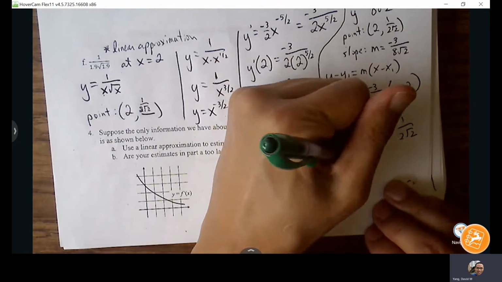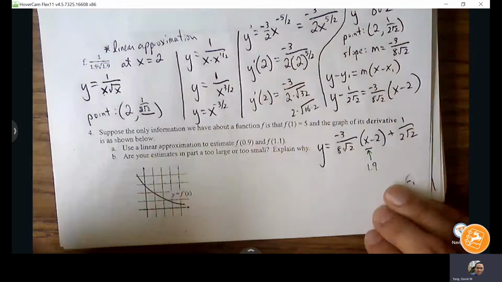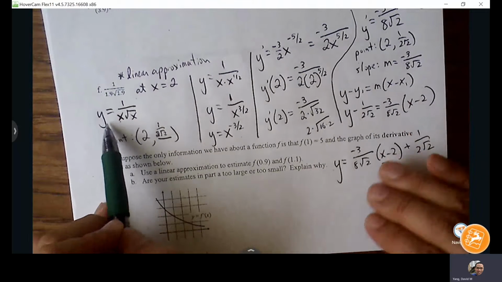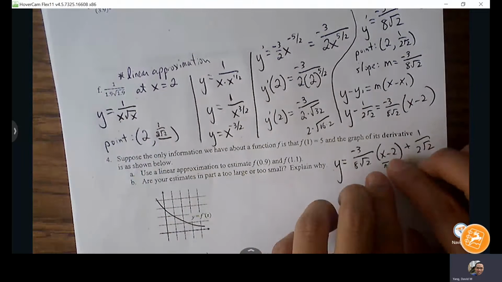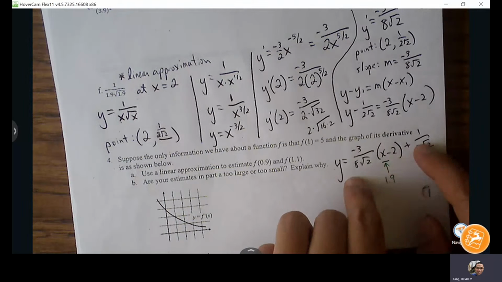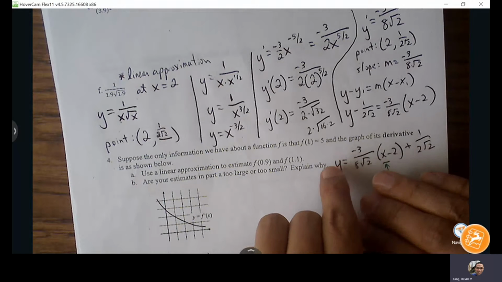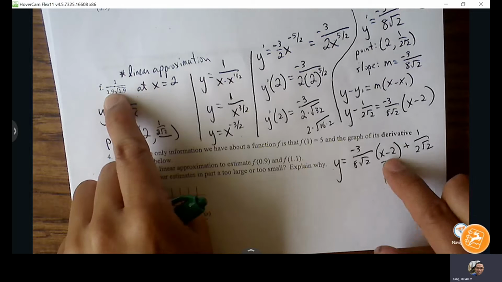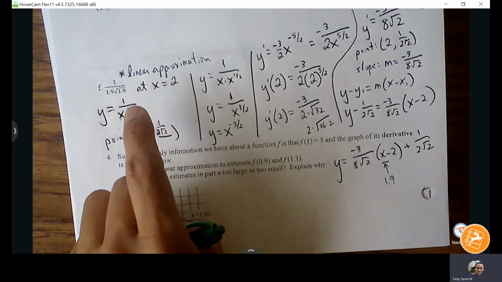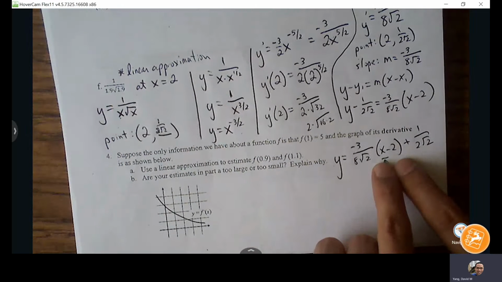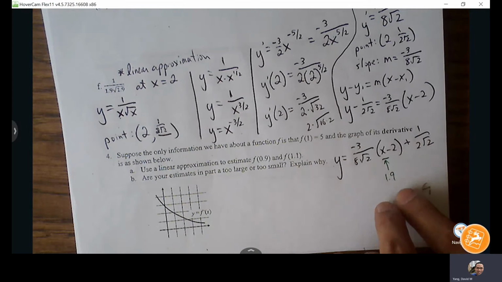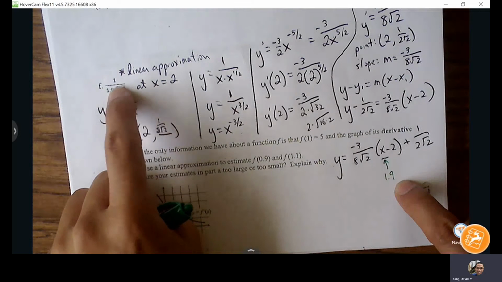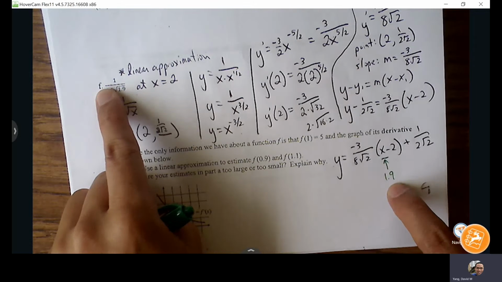Okay, so my question is, how come you don't put the 1 over 1.9? The reason is because we've already created a tangent line equation, and we only care about where the line touches the curve at a specific point. We don't care about how the rest of the graph looks. We just want to create a tangent line. So we don't want to involve the rest of all this mess in here.